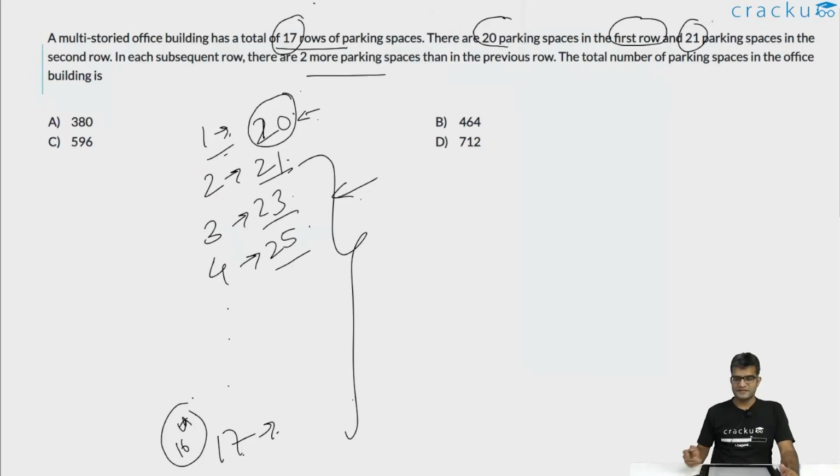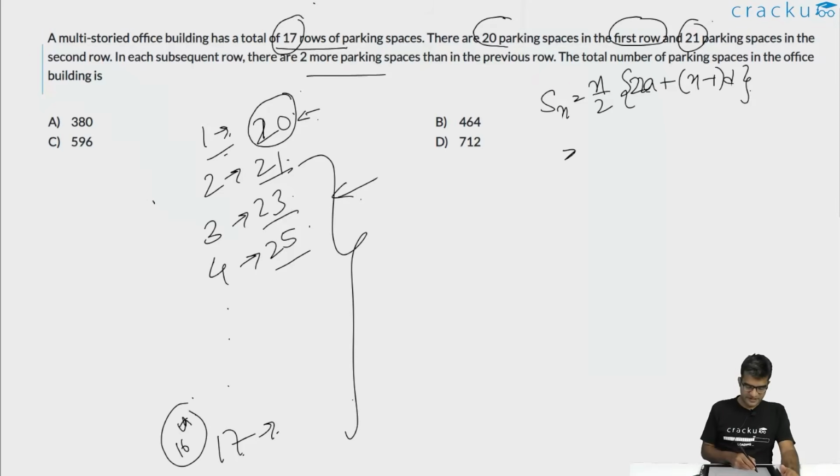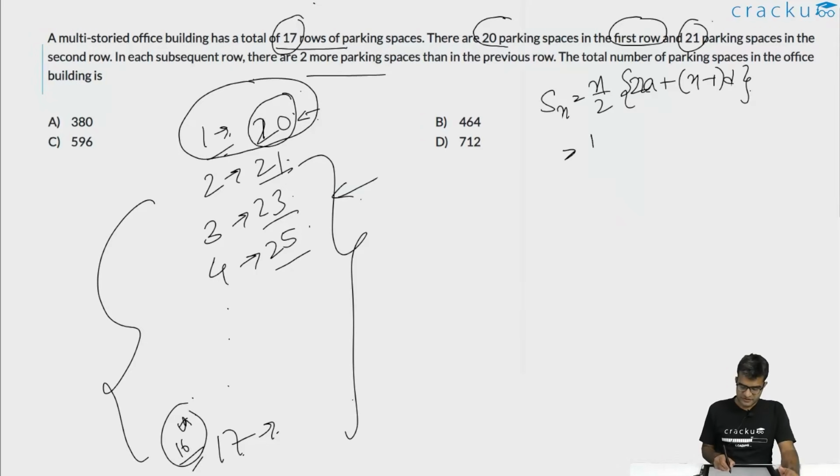We know the formula for the sum of an arithmetic progression. That is equal to n by 2 into 2a plus n minus 1 into d. In this case, the number of terms in the arithmetic progression is only 16. Because like we mentioned, the first row is not part of the arithmetic progression. So this is 16 by 2 into 2a. What is the first term of this arithmetic progression? That will be 21. 2 into 21 plus n is again 16, n minus 1 is 15.